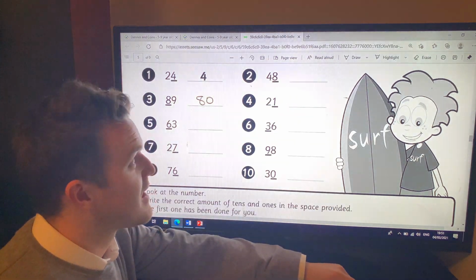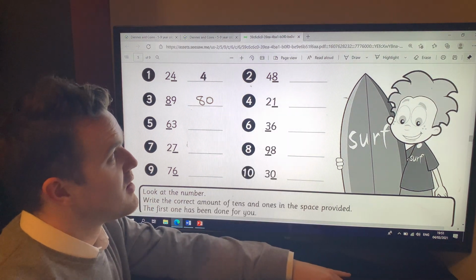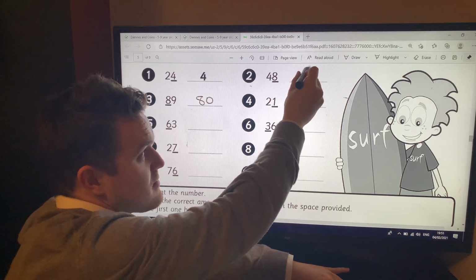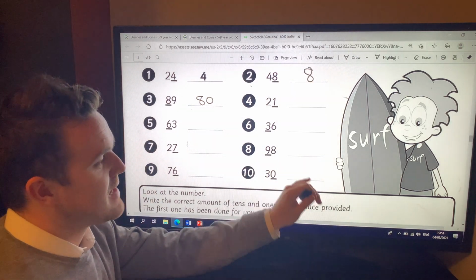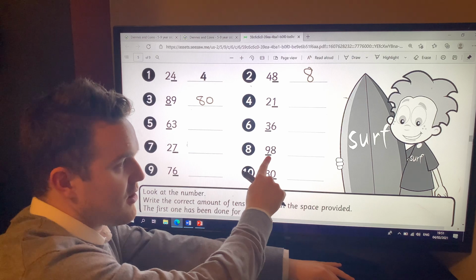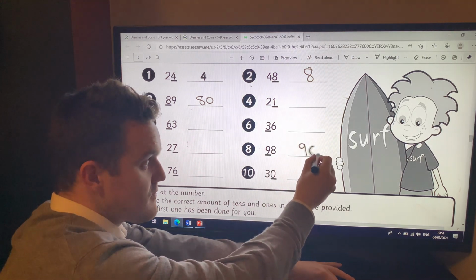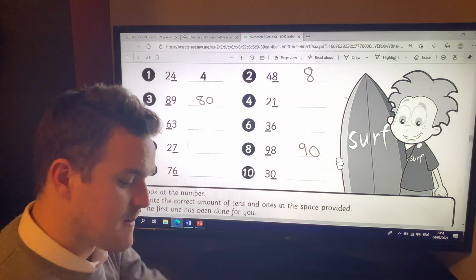What about this one? 48. What's the underlined number worth? Well, listen, let's say it. 48. I can hear it. It's worth 8. What about this one? 98. Well, the number that's underlined is the 9. The first bit of the number, 90. Sorry, I'm going through this quickly, guys.